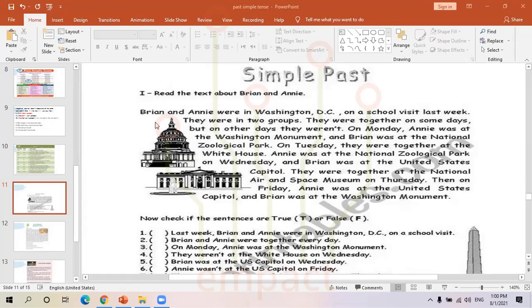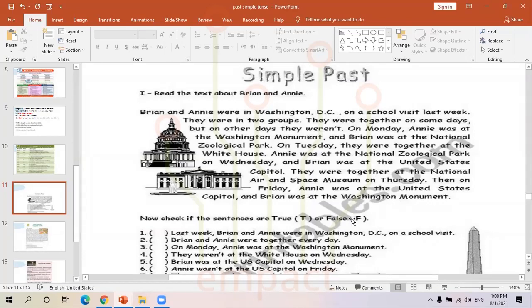On Monday, Annie was at the Washington Monument and Brian was at the National Zoological Park. On Tuesday, they were together at the White House. Annie was at the National Zoological Park on Wednesday, and Brian was at the United States Capitol. They were together at the National Air and Space Museum on Thursday. Then on Friday, Annie was at the United States Capitol, and Brian was at the Washington Monument.